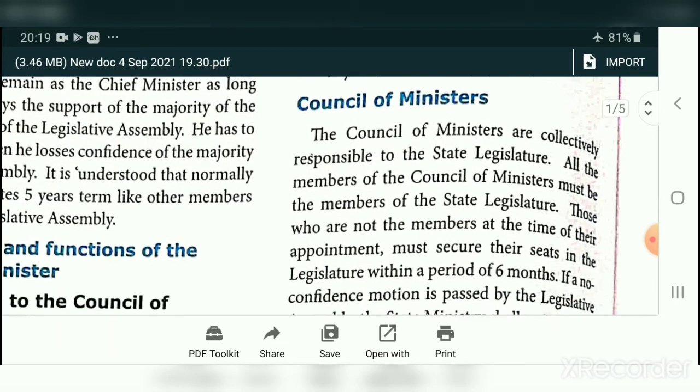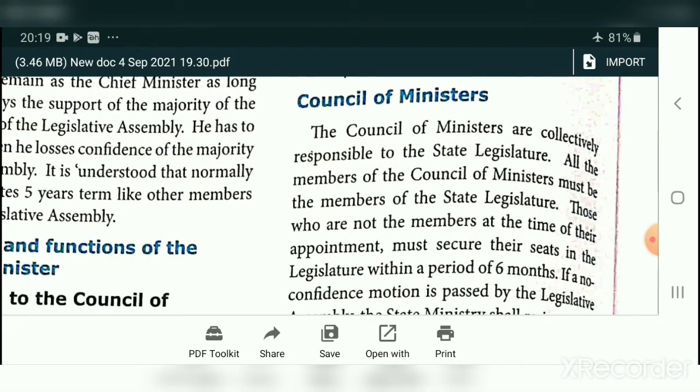Now we will see the council of ministers. The council of ministers is collectively responsible to the state legislature. Note this one, an important GK question. The council of ministers has to answer the questions asked in the state legislature. If the chief minister resigns his post, immediately the council of ministers also resigns. This is what we call collective responsibility.